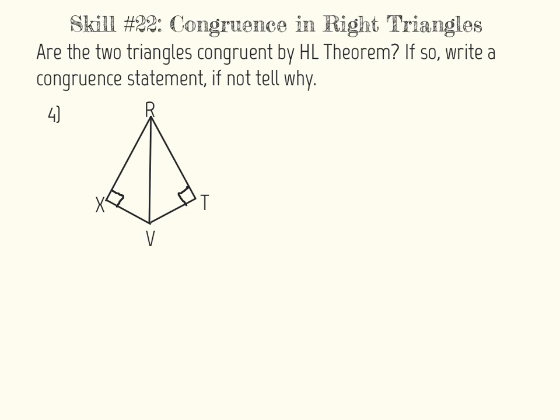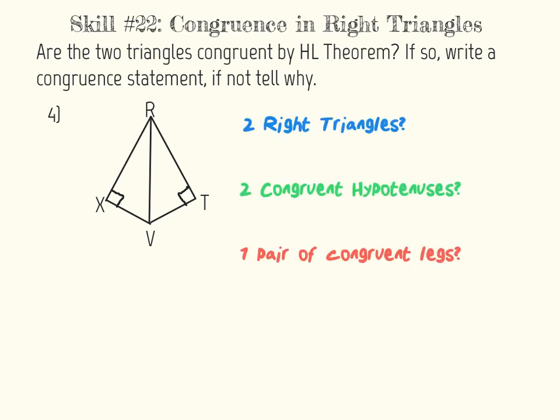Okay, so the first thing I'm going to look at is I'm going to check the three conditions. So I need to have a right triangle, I need to have a leg that's the same, and I need to have the hypotenuse that's the same. So I'm going to check the conditions. First, I'm going to see if there's two right triangles. Well, I see a right angle right here and a right angle right here, and they form a triangle. So yes, I do have two right angles.